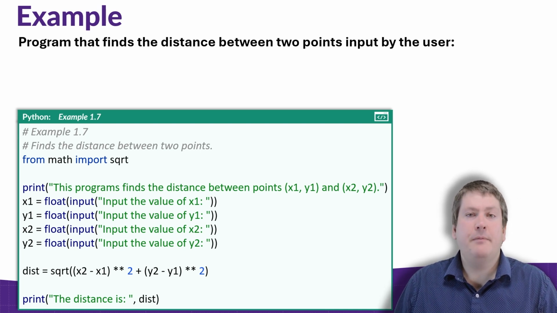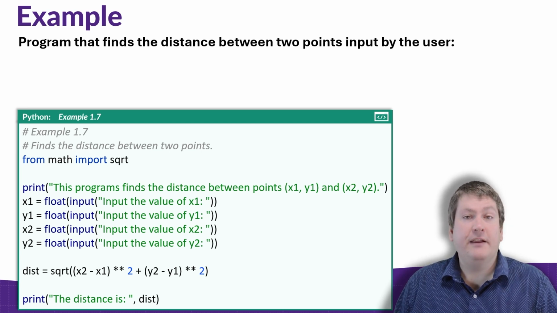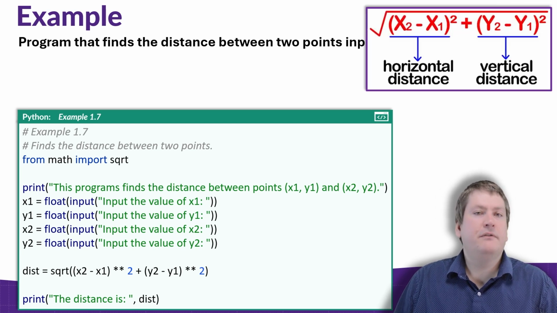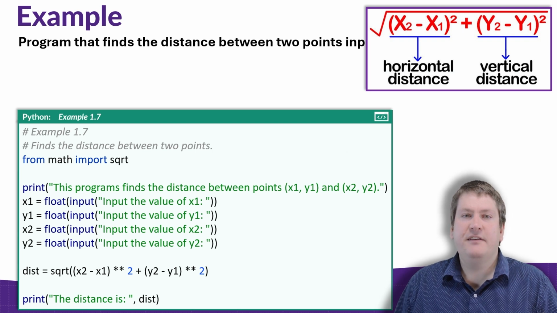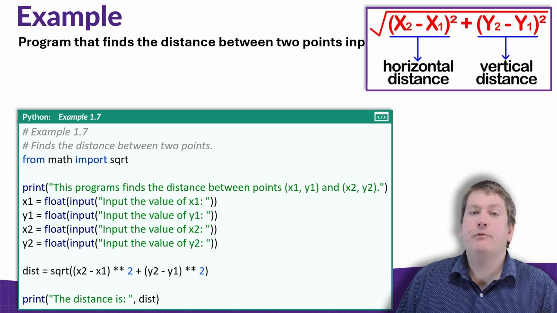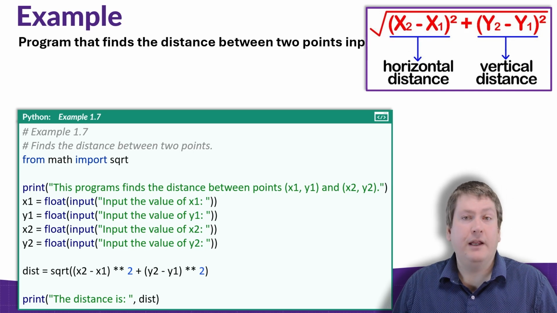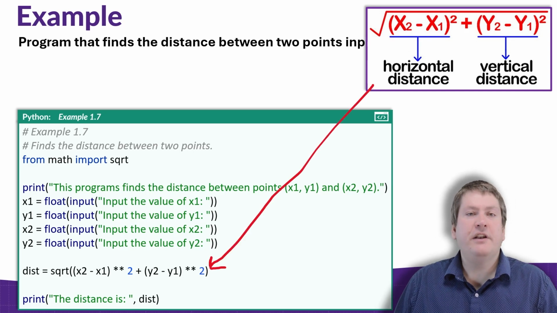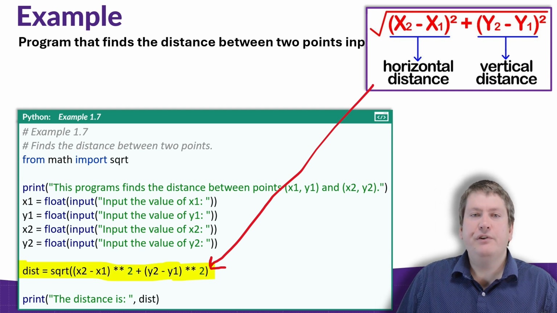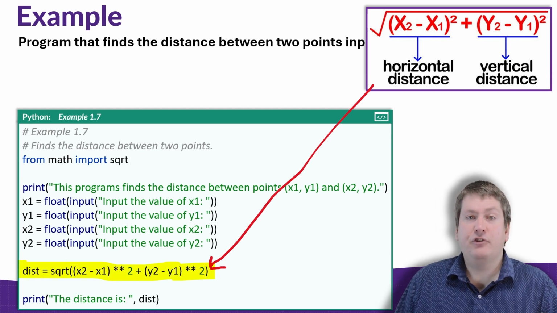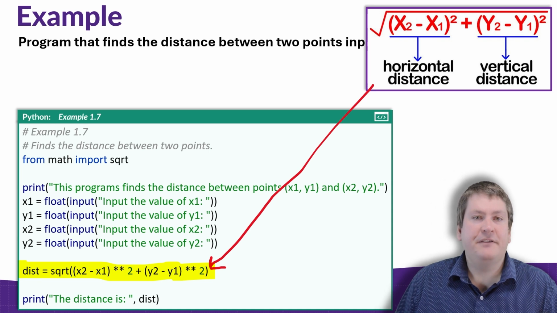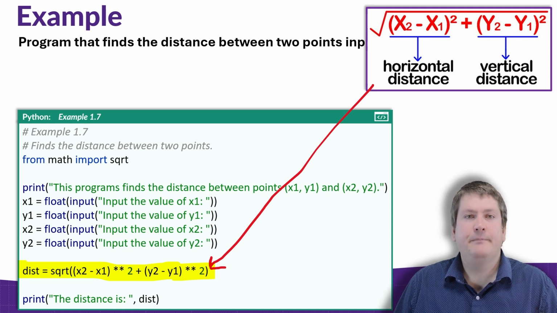This example program inputs two 2D points from the user and calculates the distance between these points. You may recall from high school math that the formula for distance between 2 points is the square root of the sum of the squares of the horizontal and vertical distances between these points. This equation is represented in our Python program on this line here, which uses the square root function from the math module, as well as some basic arithmetic operators that we've covered so far to find the distance.